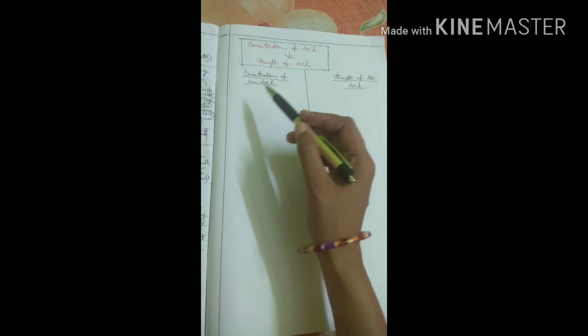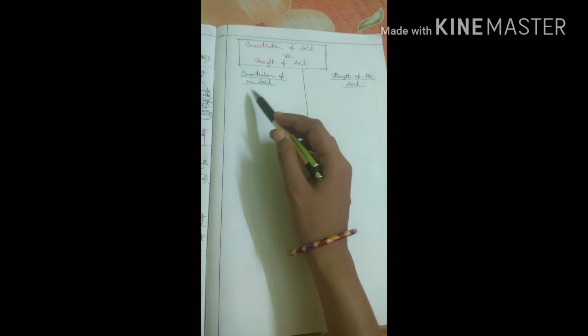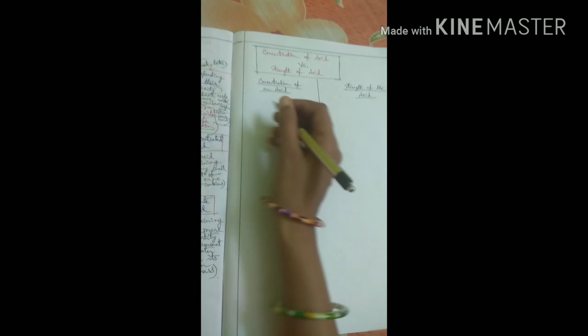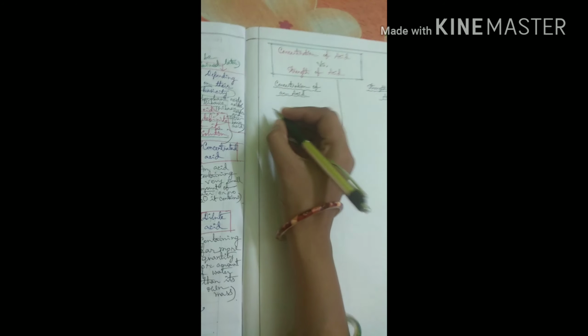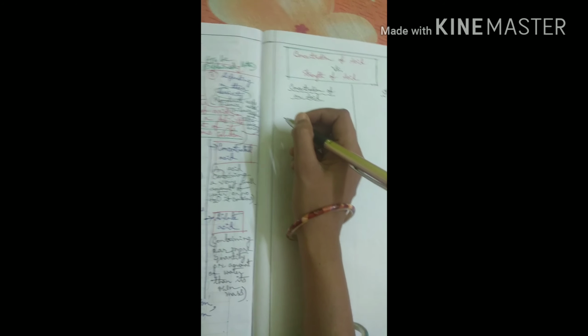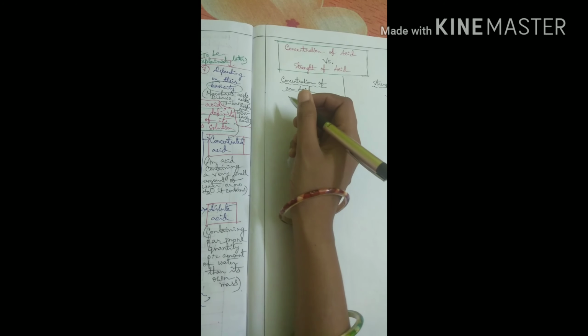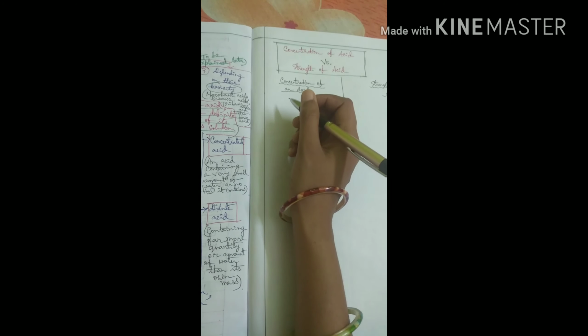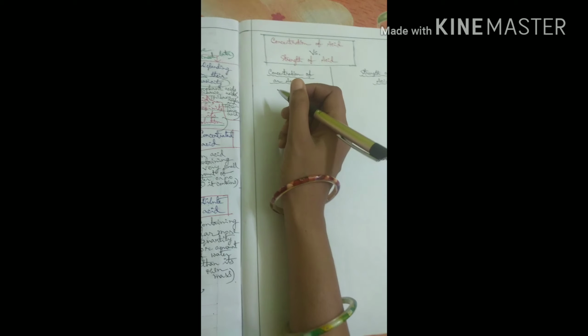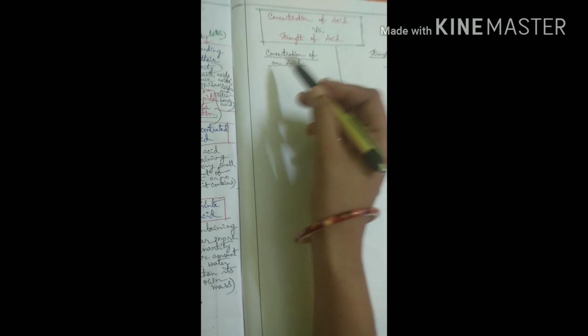So what is the main difference between these two terms, concentration of an acid versus strength of the acid? This is a very important critical thinking based question that frequently comes in your examination. Concentration of an acid simply tells us the amount of water present in the acid and not at all the strength of the acid. These two terms are quite different.